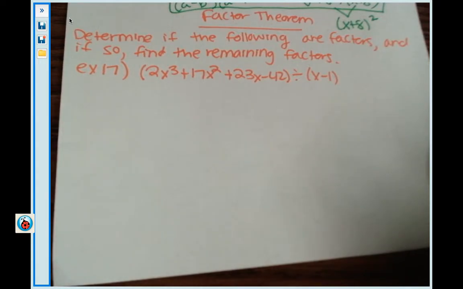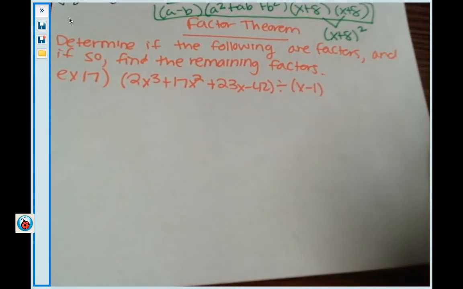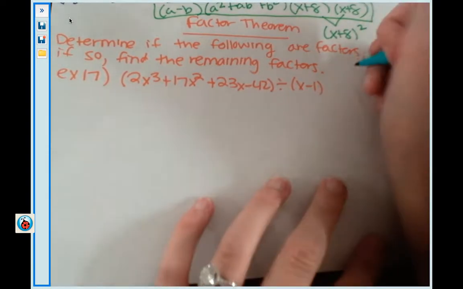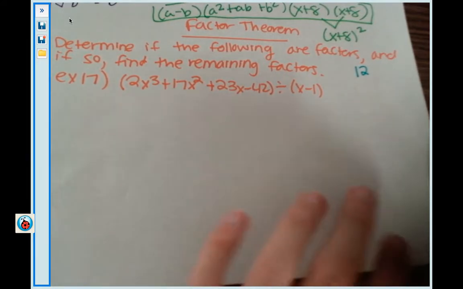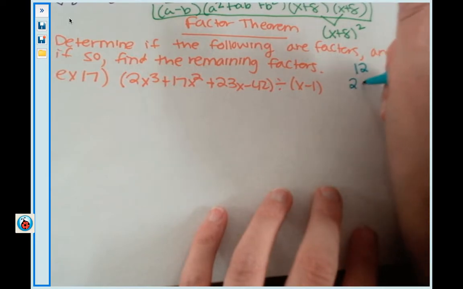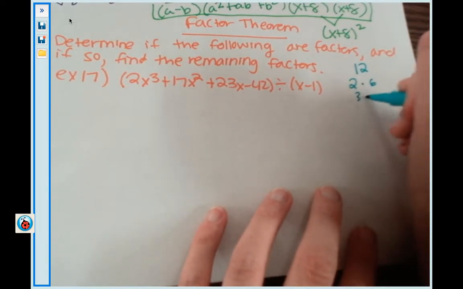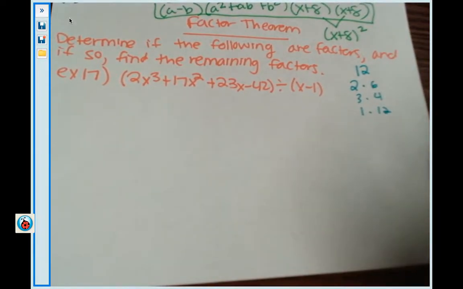When we're trying to figure out what it means to be a factor, let's break down a number and figure out what the factors are. So if I said, what are the factors of 12? Think about it for a minute. What are some factors of 12? Some factors of 12 are things like 2 times 6, 3 times 4, 1 times 12. Factors are things that multiply to equal something.